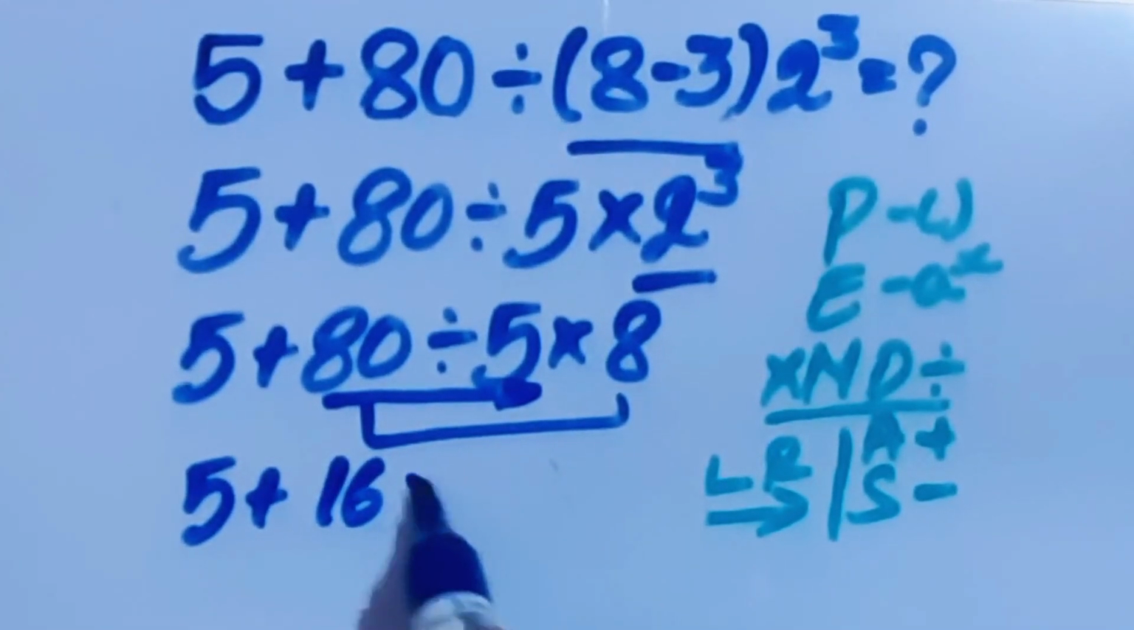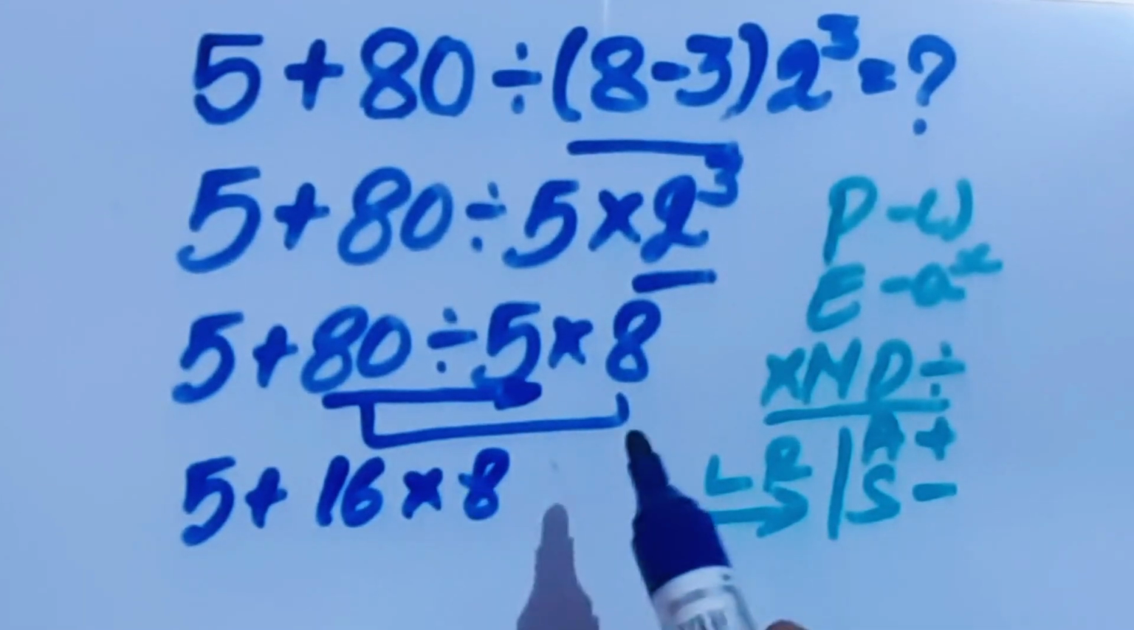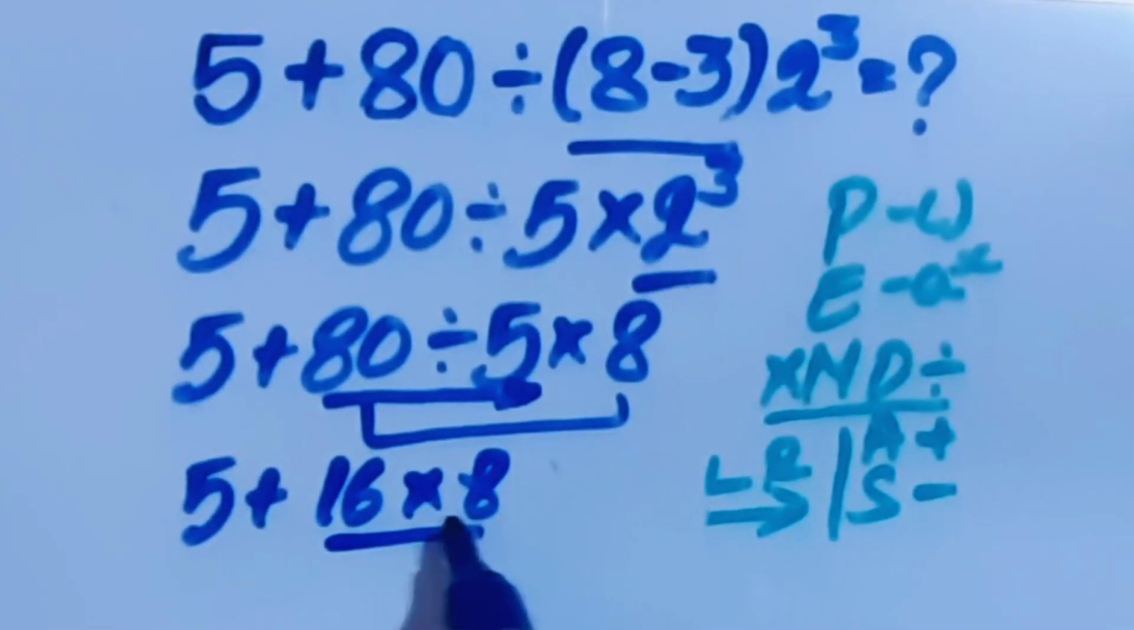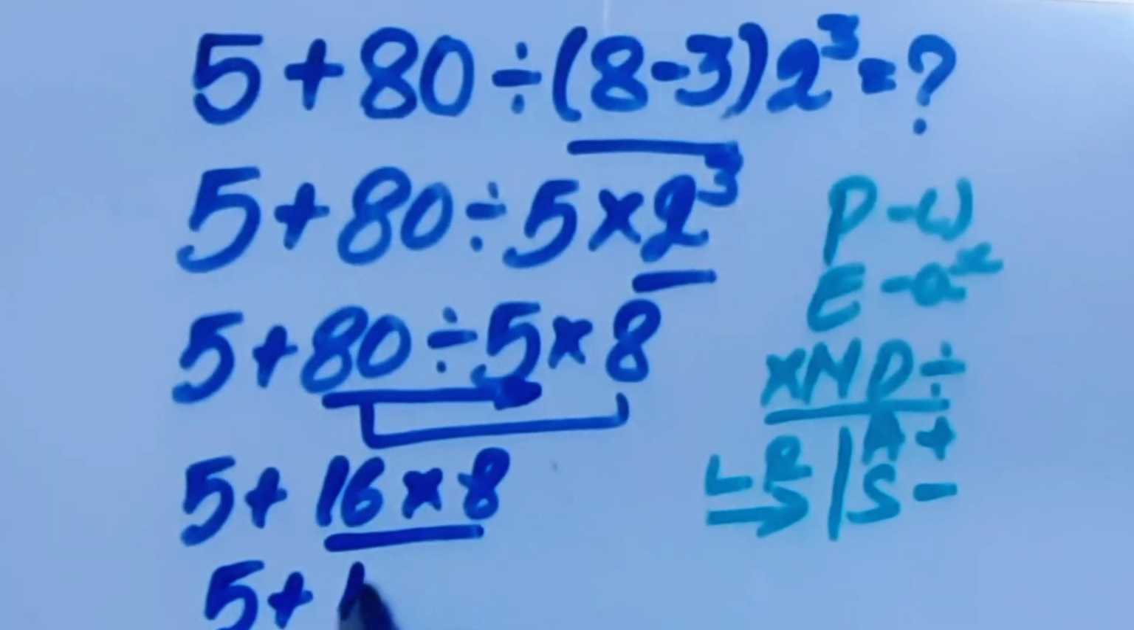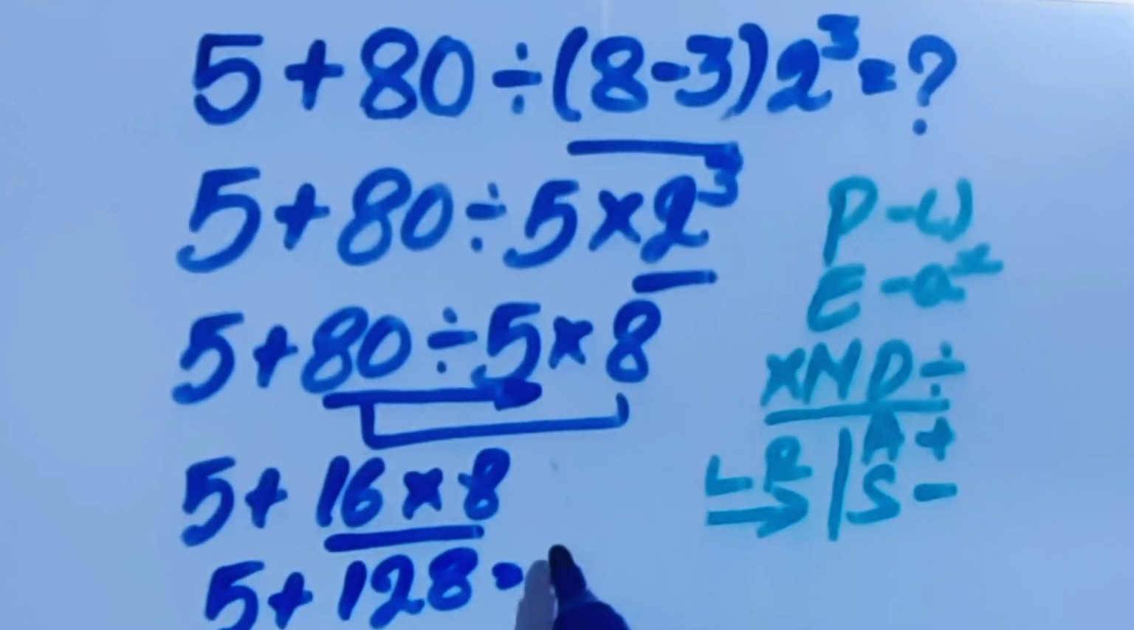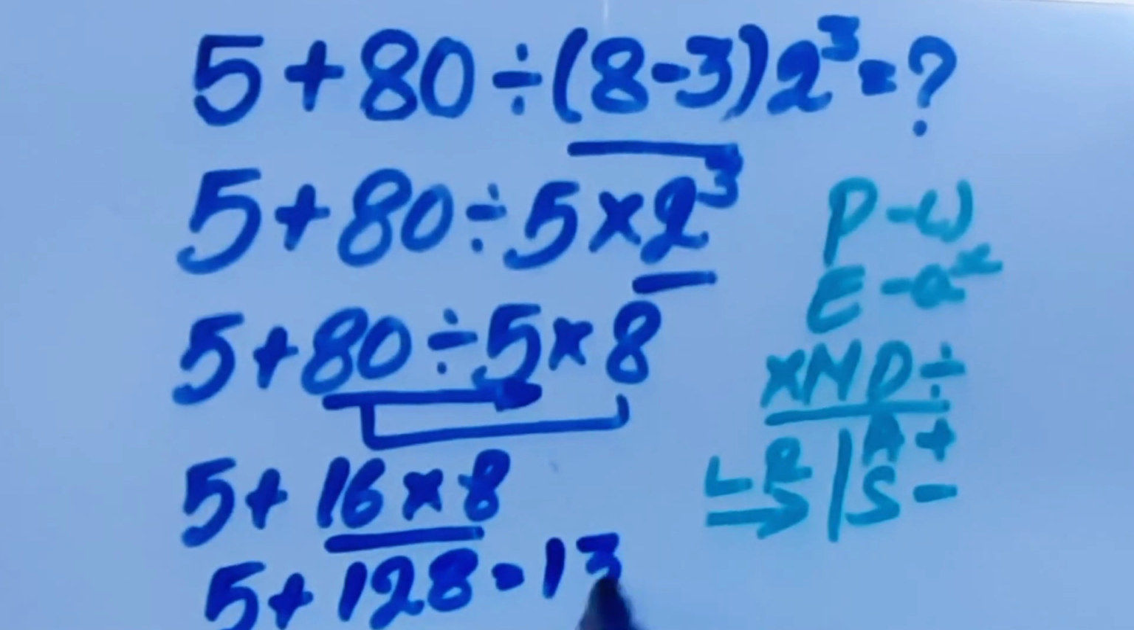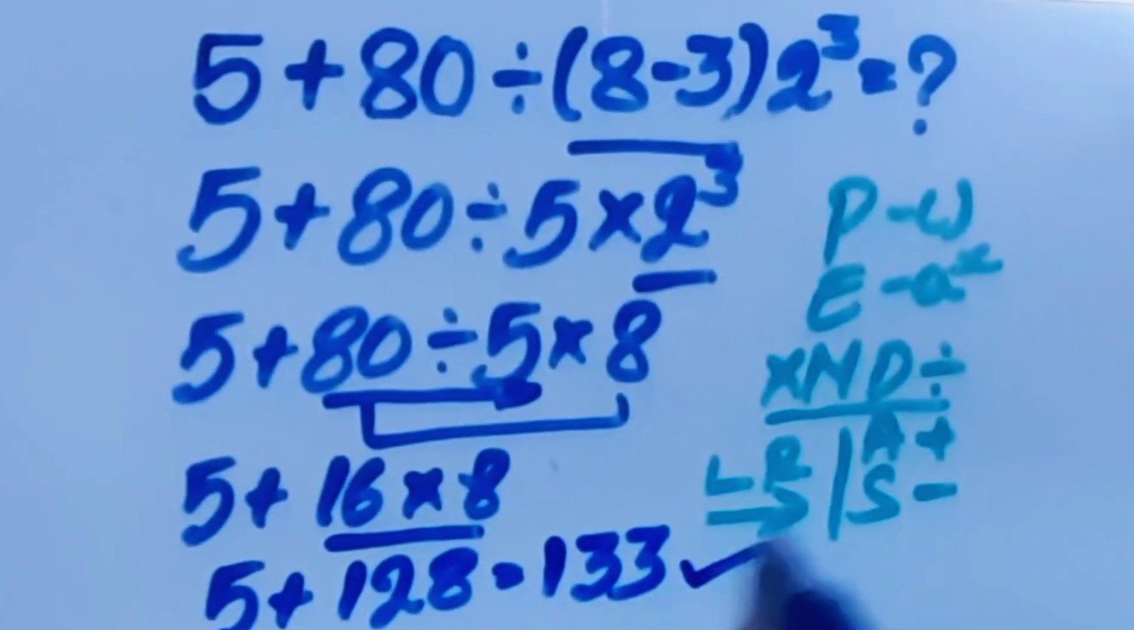16 times 8. Now multiplication is higher priority than addition. So 5 plus 128. Now 133 is the correct answer.